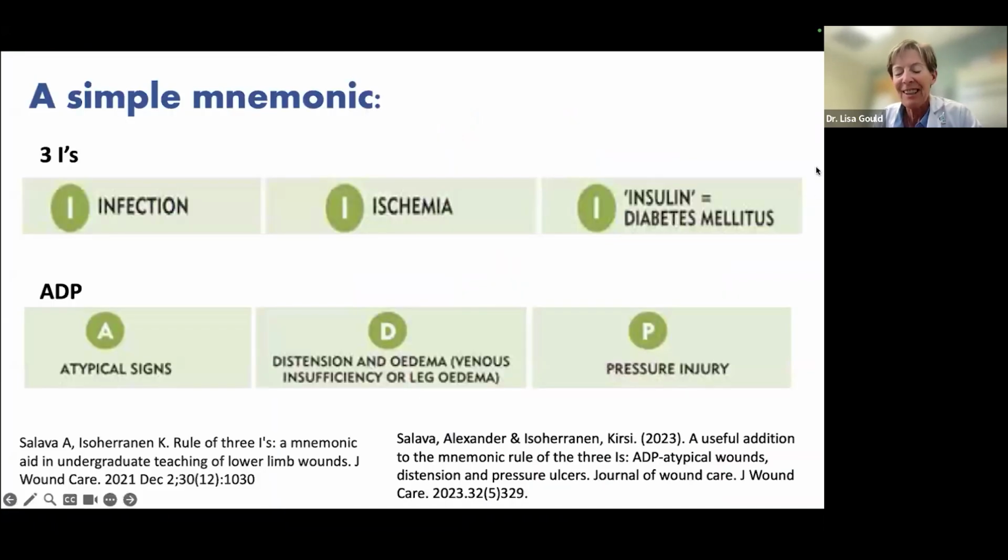There's a simple mnemonic. And so when a patient first presents, think of the 3 I's: infection, ischemia, and insulin/diabetes. Once you sort through that, then ADP, do they have atypical signs? Do they have distension and edema, which can be either venous insufficiency or some other source of leg edema, like congestive heart failure? Or is it a pressure injury, which it can be, and you have to be a bit of a sleuth and talk to the patient about where they might be getting pressure from. And so those are the kind of the way to remember what the wounds are and how to get a diagnosis.